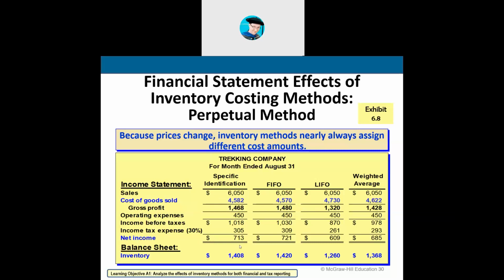Now, if my objective is to have the highest net income, then first in, first out method for my company would be the best one to use. If I'm looking to have a lower net income for tax reasons, the last in, first out method would be the best one to use.